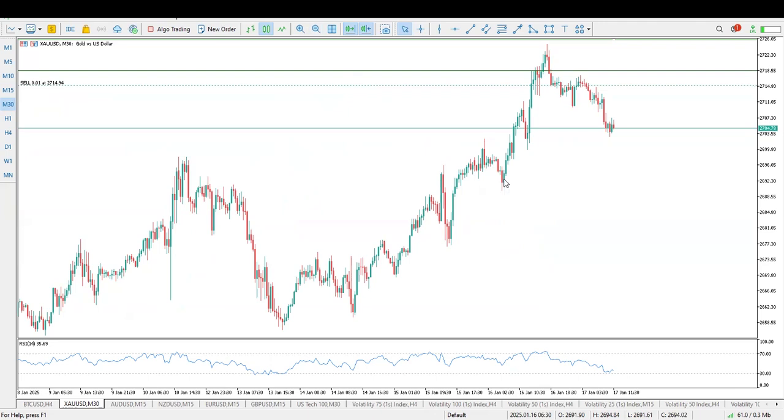Each candle here represents 30 minutes. One candle is 30 minutes. The next one is 30 minutes. The next one is 30 minutes. The next one is 30 minutes.